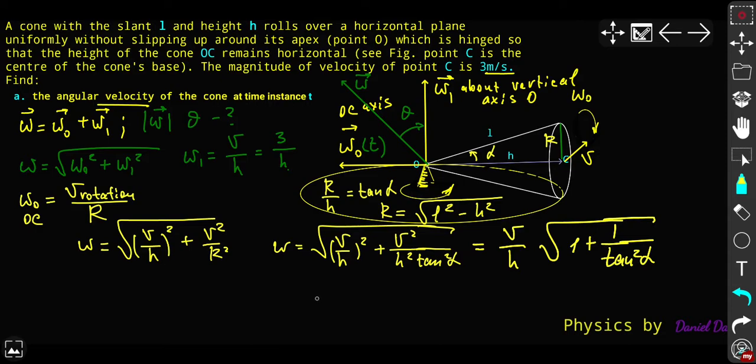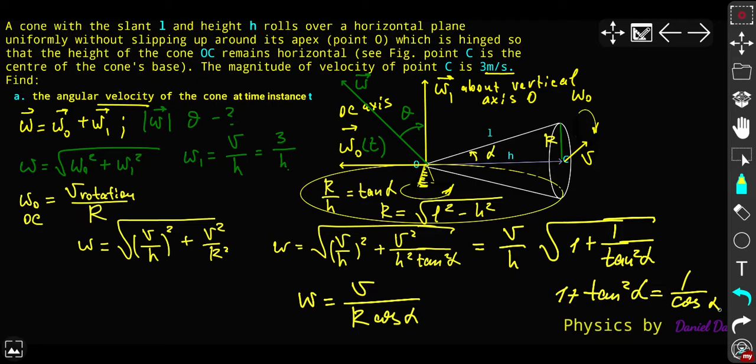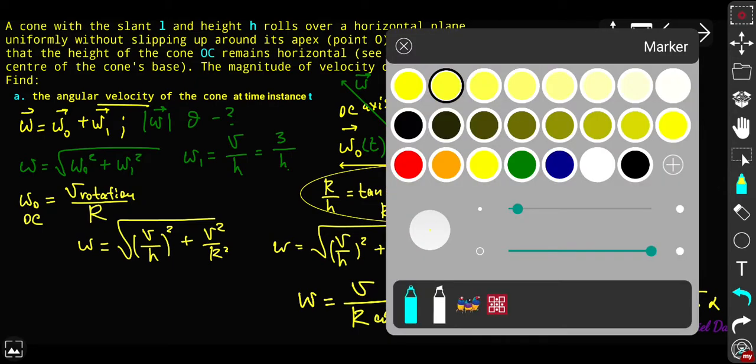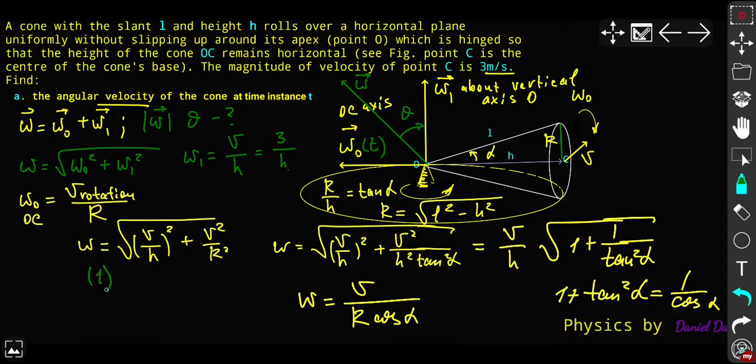If you want to express omega through radius, that's also a variation in this case. It's going to be V over R and cos alpha. Finally, if we use the formula 1 plus tan squared alpha becomes 1 over cos alpha, there's also a variation for that. In each case you'll see your own solution, so we can use any of them. But because we are given H and L, I would prefer to use the first one. So that's the final formula here.